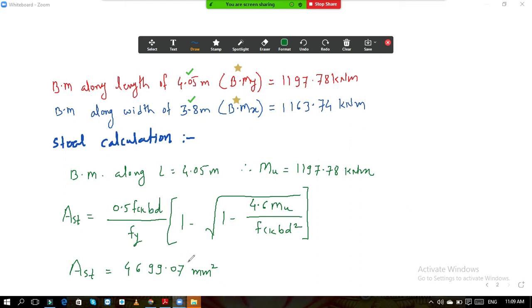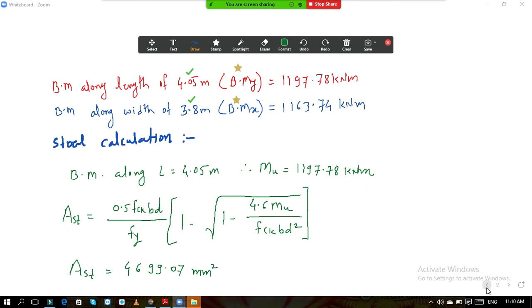Okay. Now calculate the number of bars. So divide this by 16 mm diameter bar. So it is 23.37. Okay, so near about 24 bars are required for this. And if we take the 20 mm bar diameter, then 4699.07 divided by 20 square, so it will be 15 bars. 15 bars are required. So we will go for 20 diameter bars instead of 16. That difference can be tolerable. It doesn't matter much.